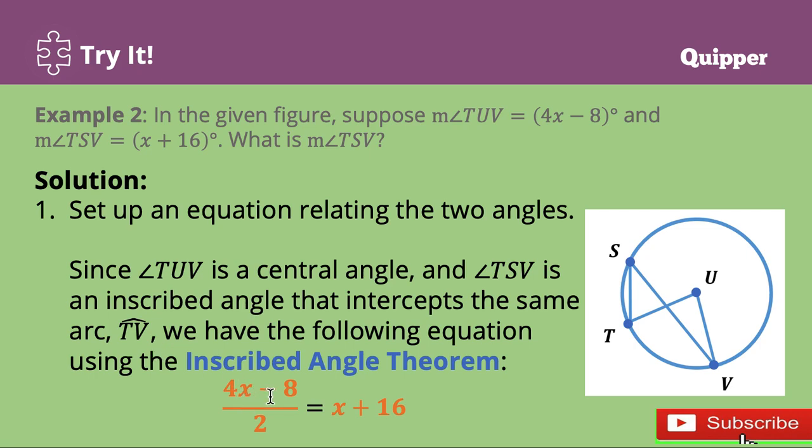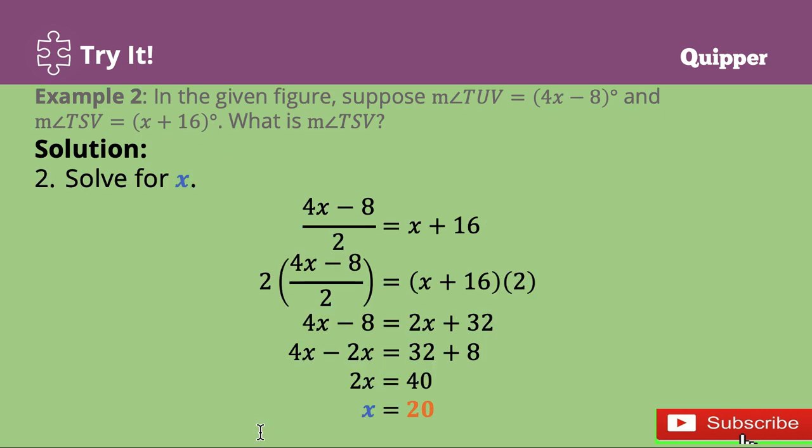This is half of the central angle. Our central angle is 4x minus 8. So we just take the half, and that's equal to the measurement of the inscribed angle. As given here, we have x plus 16. Then simplify. We will solve for x.